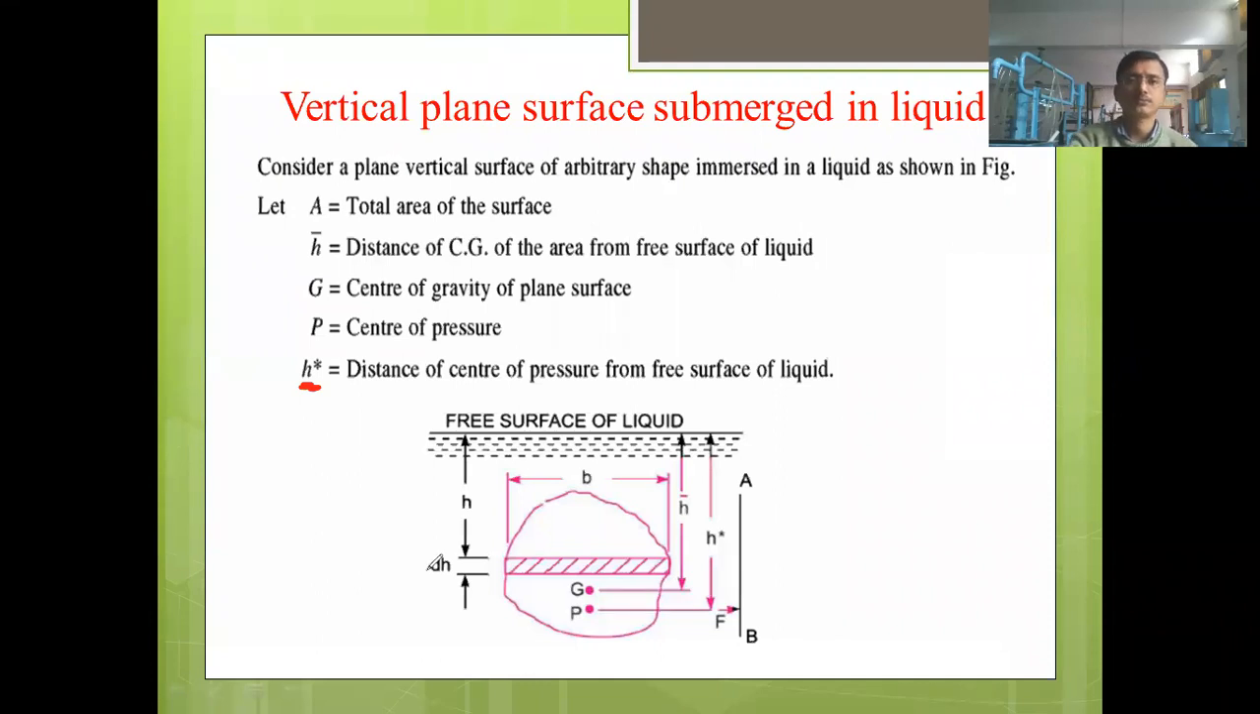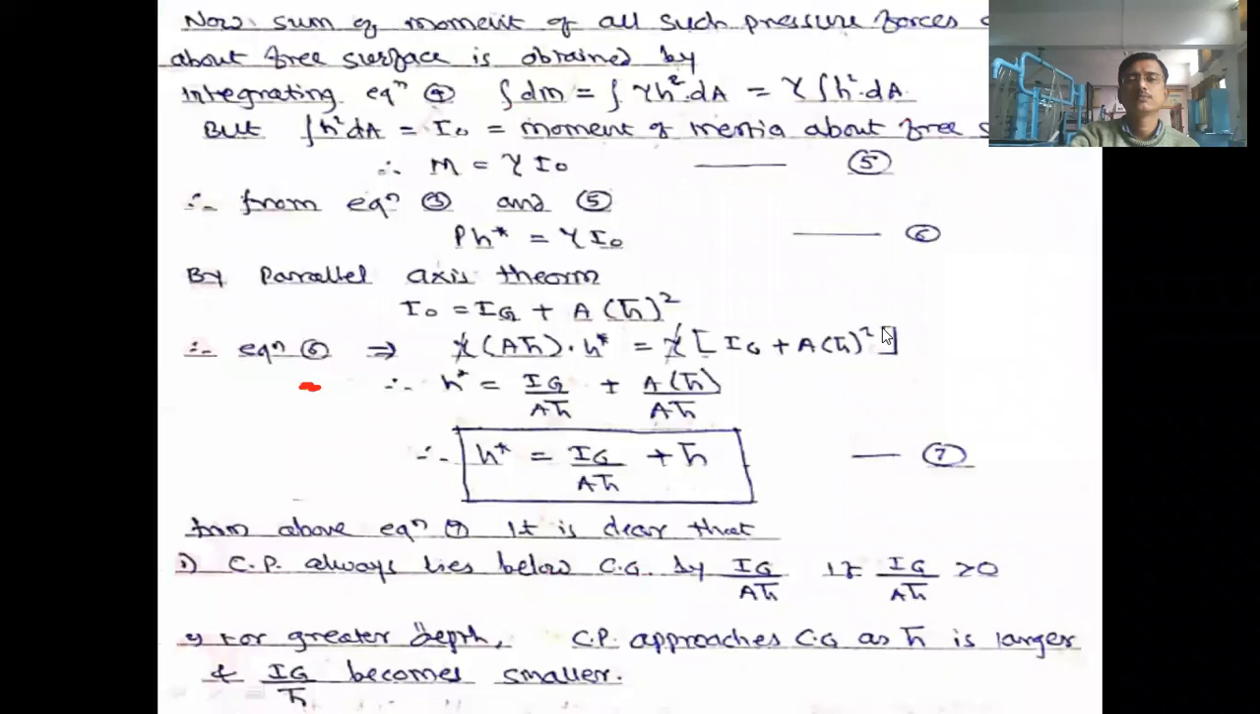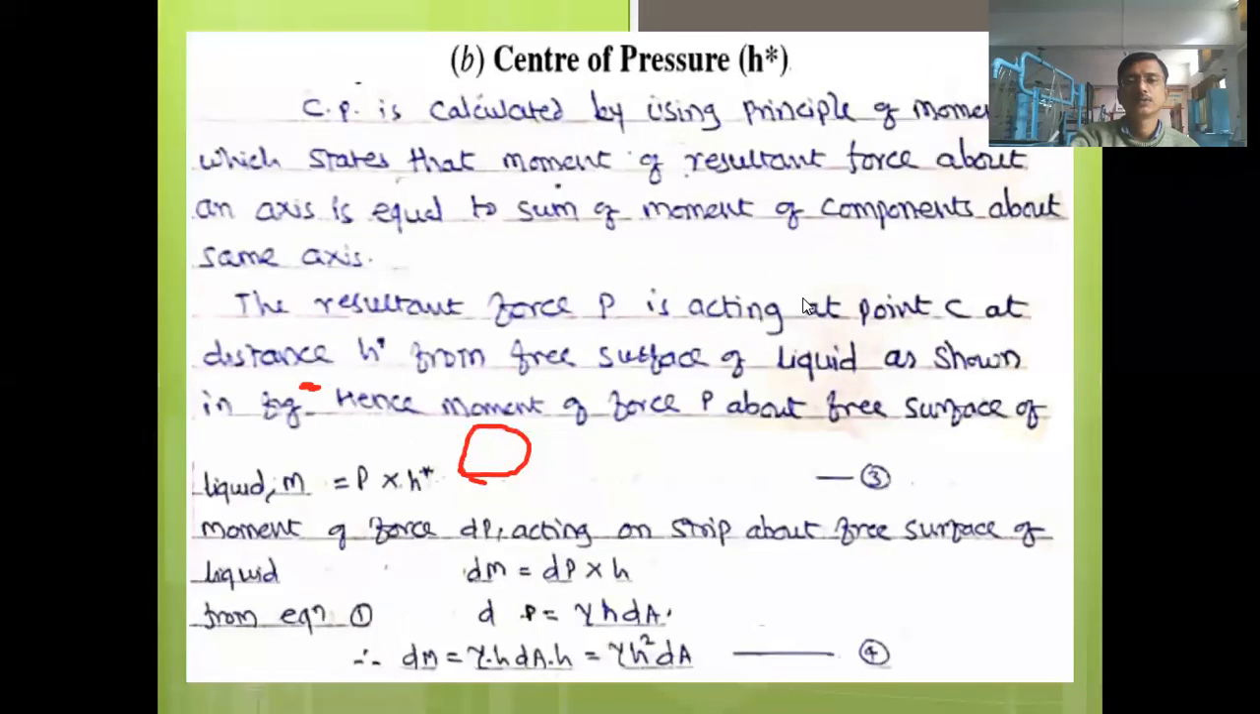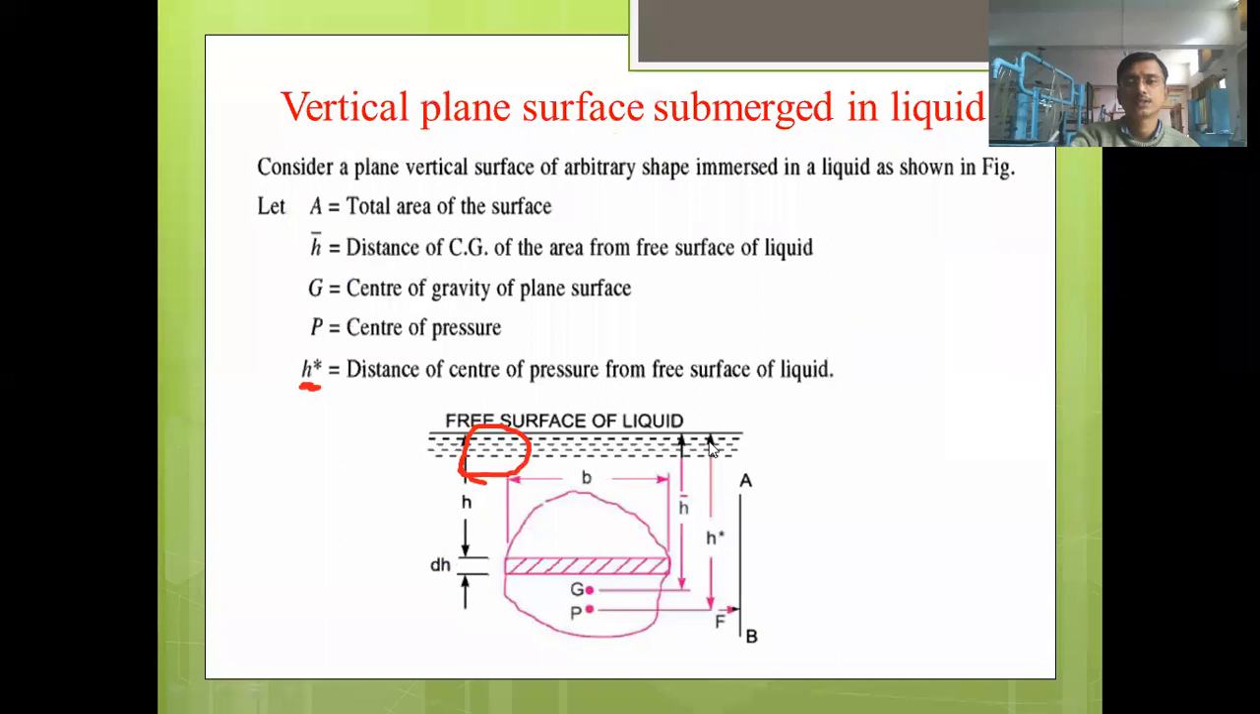Is it over? So this formula should be learned by heart by everyone. H star for vertical surface. What is H star? H star is the distance of the center of pressure from the free liquid surface. You see here in the diagram, you will come to know what H star is. H star is the distance of the center of pressure P from the free liquid surface. What is H bar? H bar is the distance of CG from the free liquid surface, right?